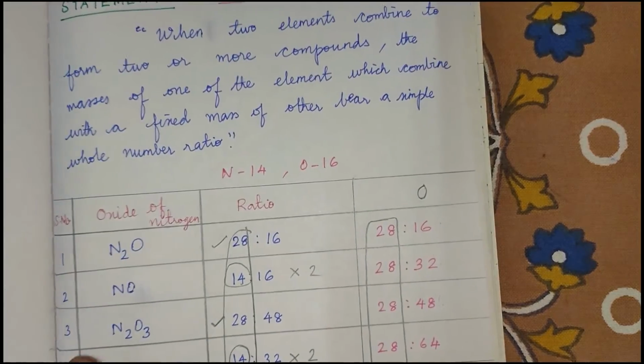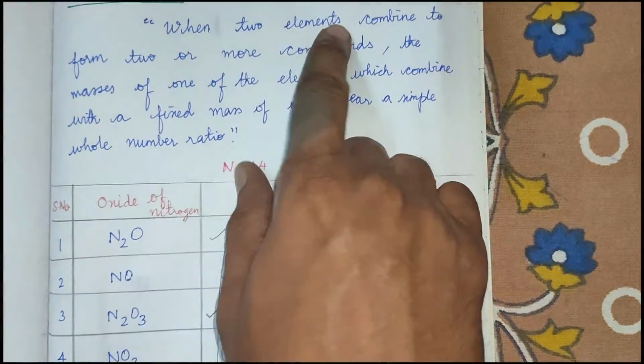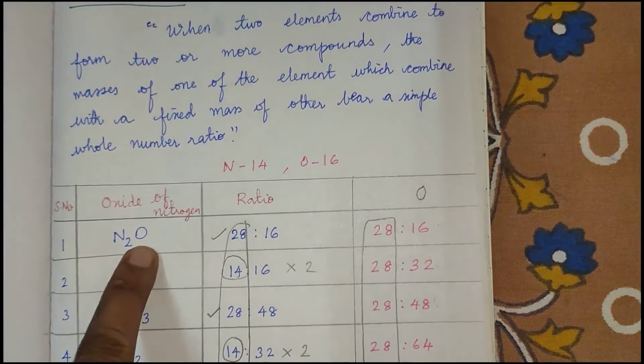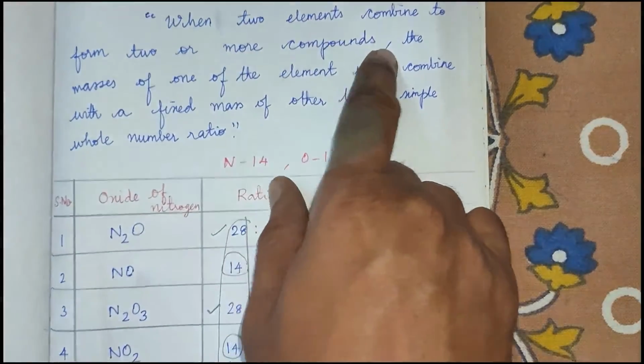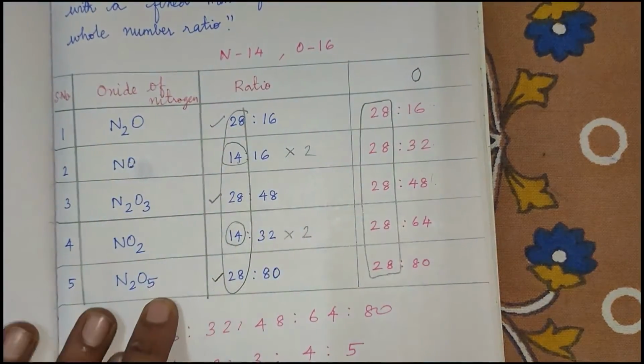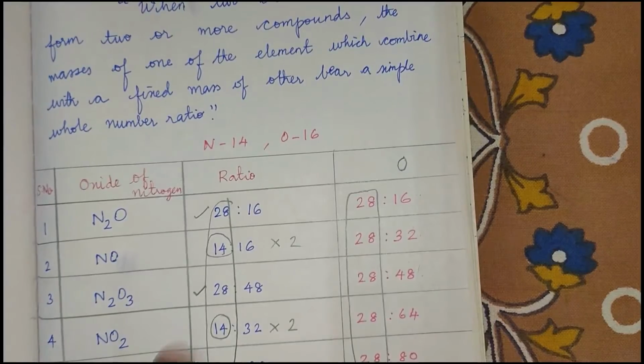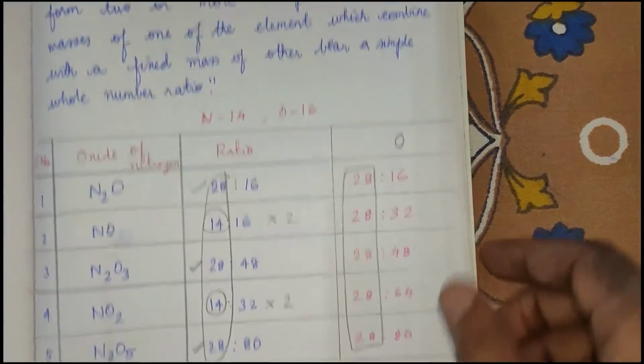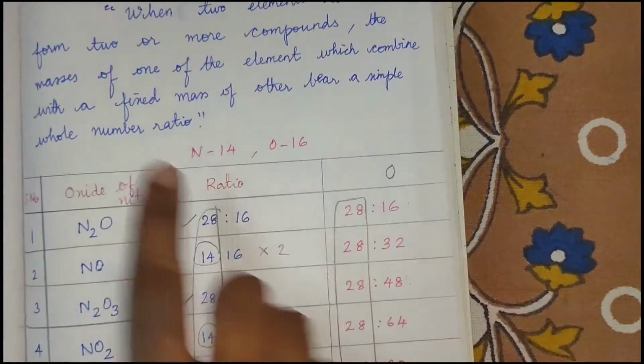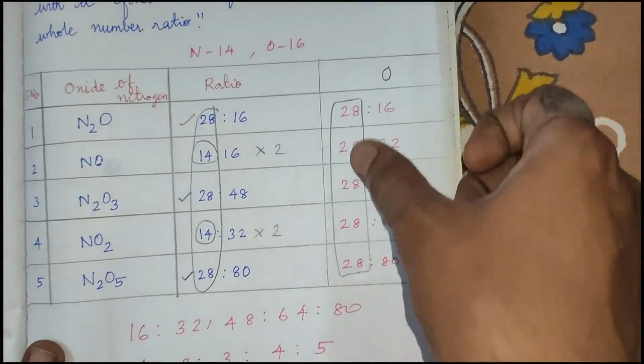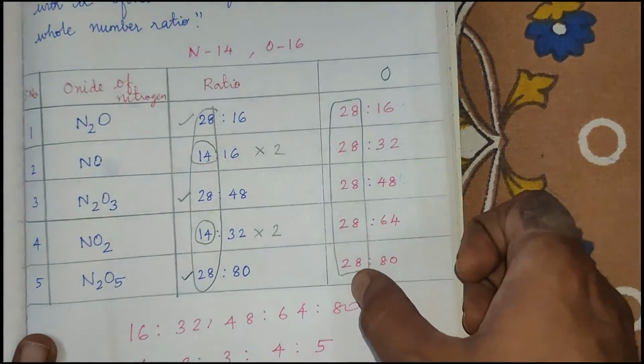I will explain you again. When 2 elements, in this case nitrogen and oxygen, combine to form 2 or more compounds, in this case forming 5 types of compounds, the mass of one element combines with a fixed mass of the other. The other element's mass is going to be fixed.